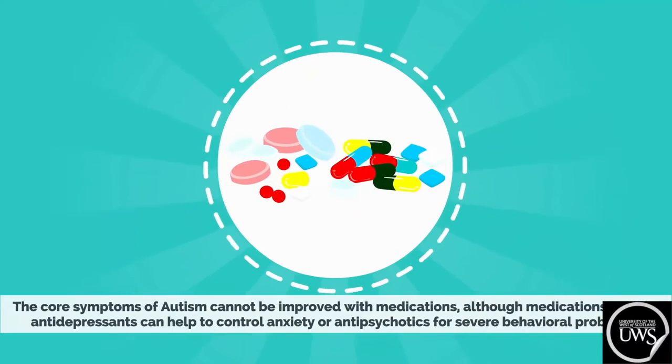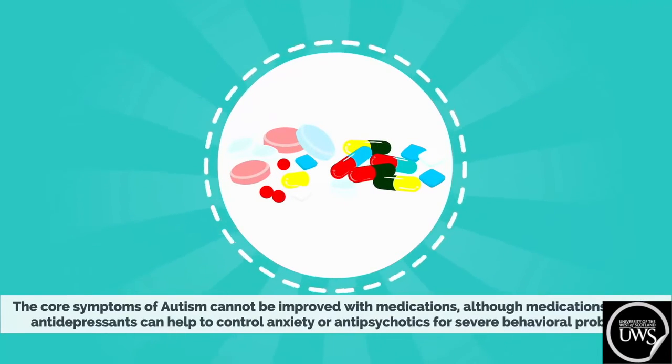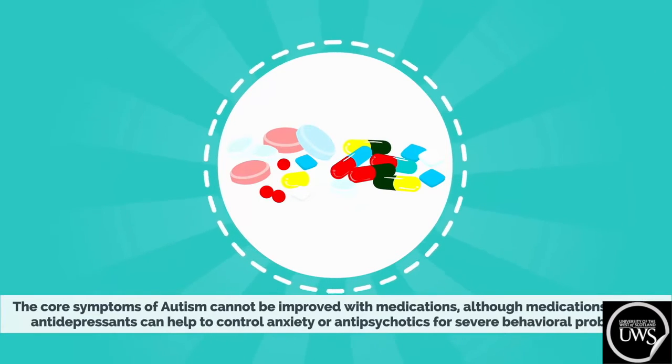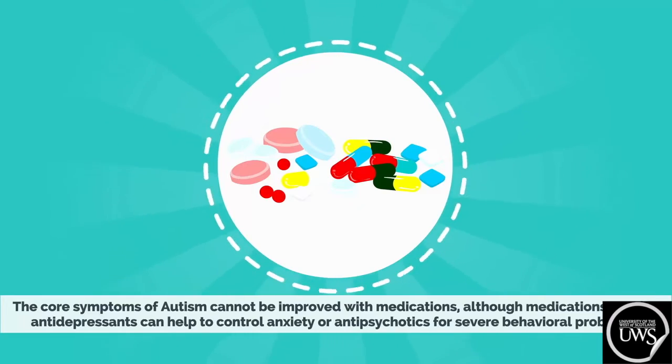The core symptoms of autism cannot be improved with medication, although medications such as antidepressants can help to control anxiety, or antipsychotics for severe behavioural problems.